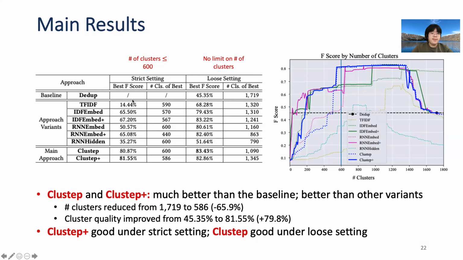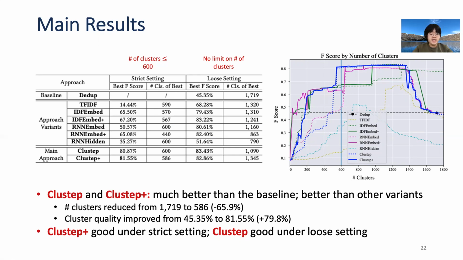The table shows the best F-score achieved by each approach for both strict setting and loose setting, where the best is computed across all possible numbers of clusters. In the figure, we plot a curve for each approach. The x-axis is the number of clusters, and the y-axis is the achieved F-score. As we can see, in both strict setting and loose setting, our approach ClusterDepth and ClusterDepth Plus are much better than the baseline and better than other variants.